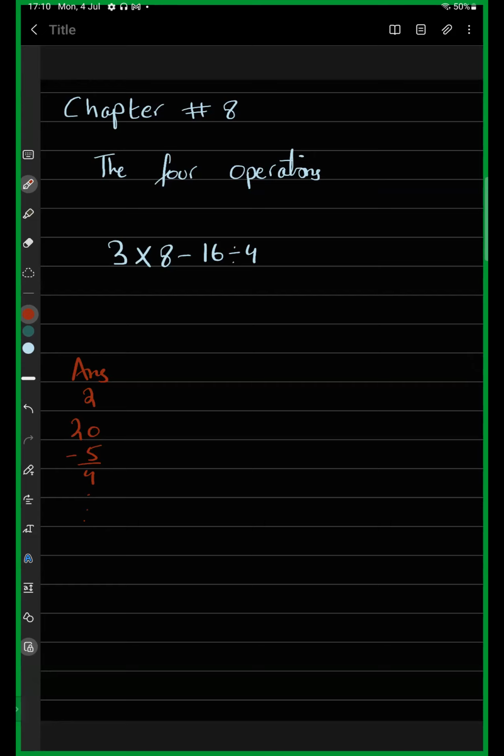Let's see. If I do 3 multiplied by 8, that is 24, minus 16 divided by 4. Then if I do 24 minus 16, that is 8, divided by 4. This would give me 2. Okay, this is one answer. This is what Kabir got. Let's see if it's correct or not. For now, all the answers are correct because we did not discuss this topic.